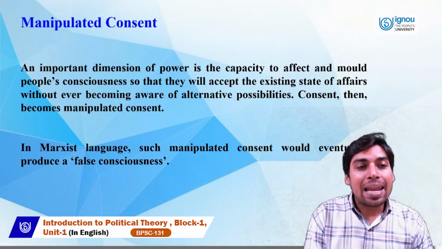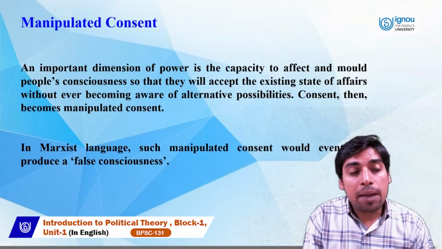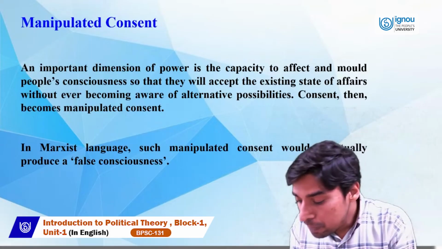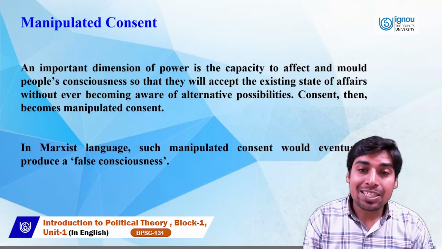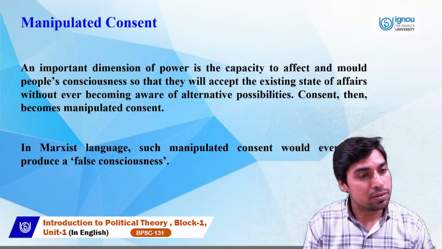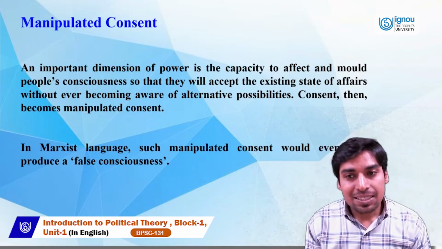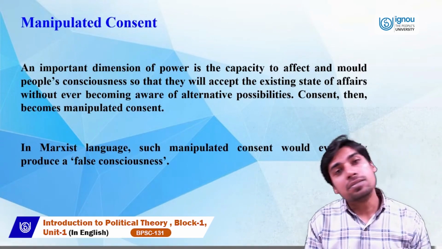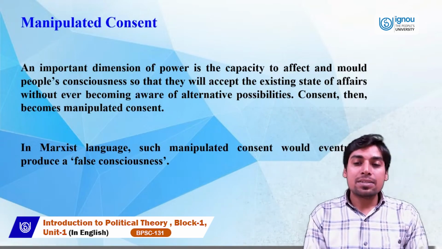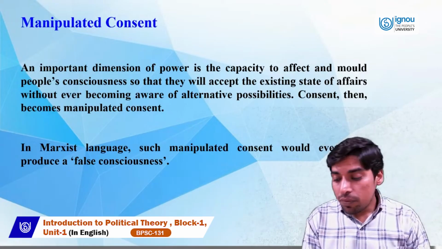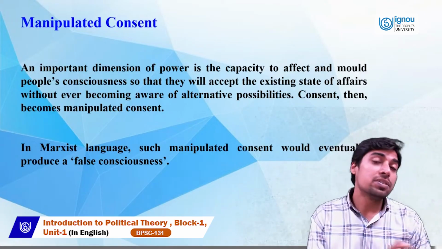Manipulated consent: an important dimension of power is the capacity to affect and mold people's consciousness so that they will accept the existing state of affairs without ever becoming aware of alternative possibilities. Consent then becomes manipulated consent. In Marxist language, such manipulated consent would eventually produce a false consciousness. False consciousness is the term used in the Marxist approach.